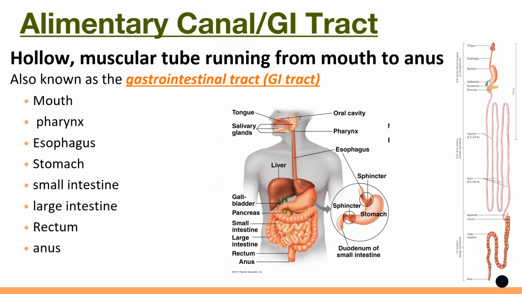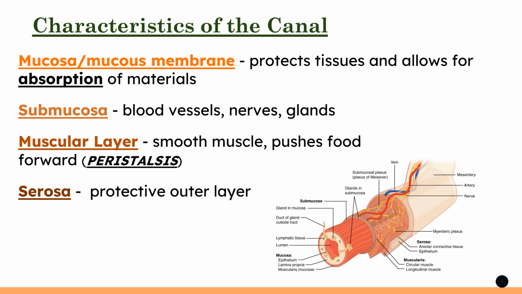So let's talk about some of the structures of the digestive system. When we're talking about the whole digestive system, you'll hear that referred to as the alimentary canal or the GI tract. This is going to be a hollow muscular tube that runs all the way from the mouth to the anus. It's going to include the mouth, the pharynx, the esophagus, the stomach, the small intestine, the large intestine, the rectum, and the anus.